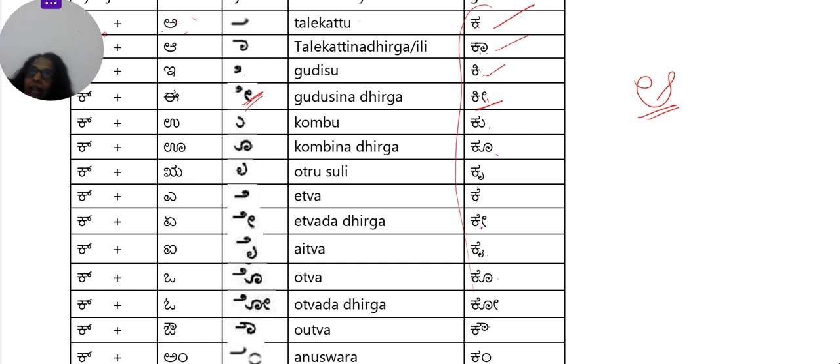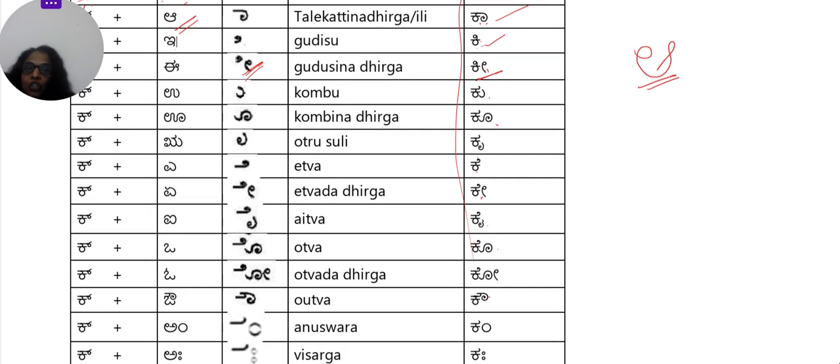Okay, so from my next video, I will be starting with the swara A. In each video, I will be teaching how to apply each swara on all the 34 consonants, how to pronounce, how to write, and also there will be words to practice. So that will start from my next video.